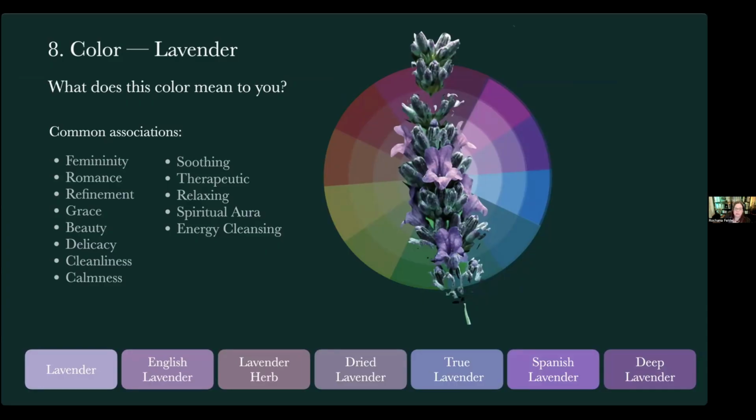But color is probably one of the most subjective windows. There are some common associations with it, obviously some that go with its usage, the soothing and relaxing and therapeutic pieces of it especially. And when you look at any kind of color wheels or online colors for graphics, or paint chips or anything like that, there are all of these variations of lavender.